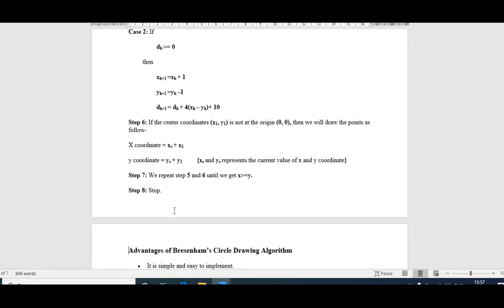Okay. And the sixth step is, if the center coordinate is not the origin, then we will draw the point as x coordinate is equal to xc plus x1, y coordinate is equal to yc plus y1. Okay, then stop.